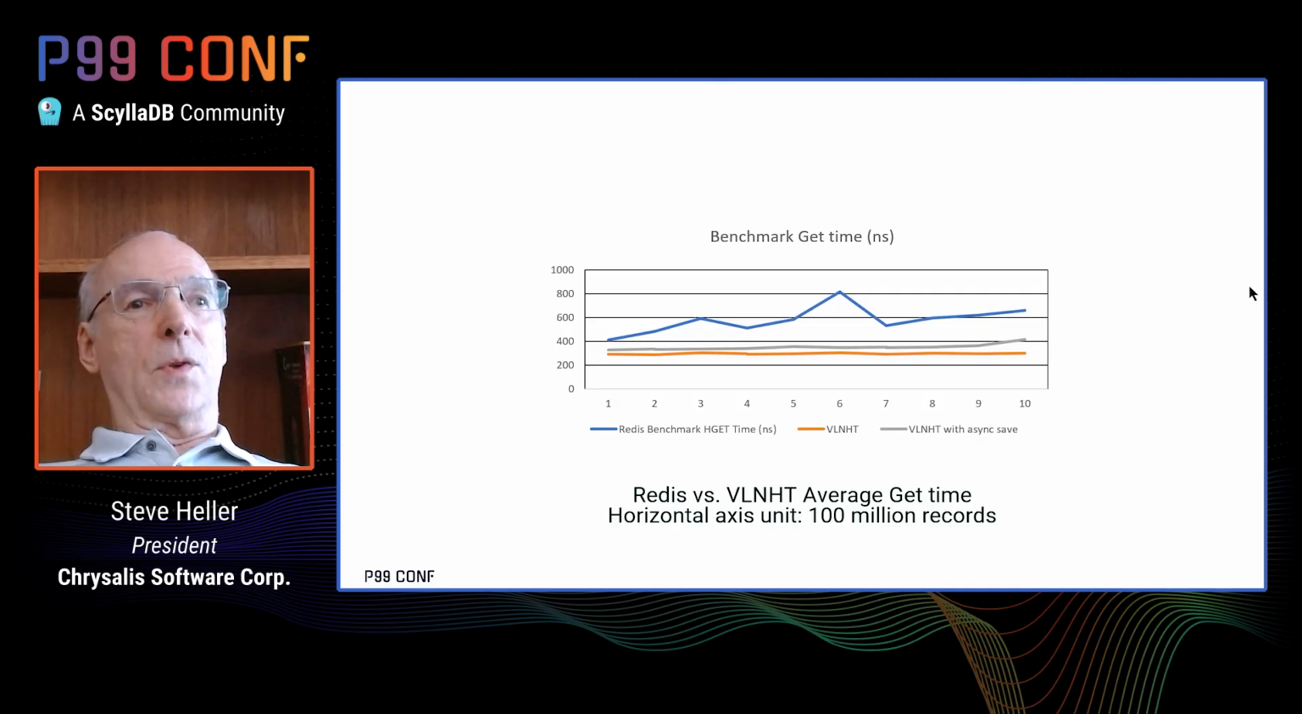We'll start with average get speed under both synchronous and asynchronous persistence. With synchronous persistence, VLNHT get is 1.4 to 2.7 times as fast on average, stable at 300 to 400 nanoseconds versus Redis is climbing 410 to 660, thanks to our one random access floor versus their minimum of 2. With asynchronous persistence, VLNHT get has a penalty of 30 to 100 nanoseconds on average, but is still between 1.25 and 2 times as fast as Redis.